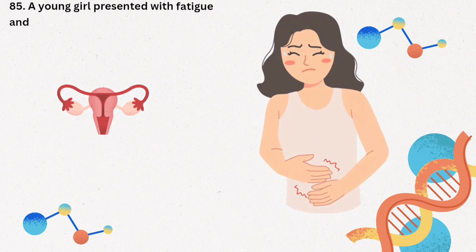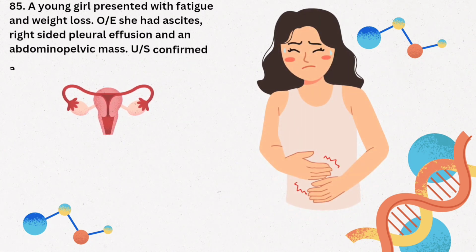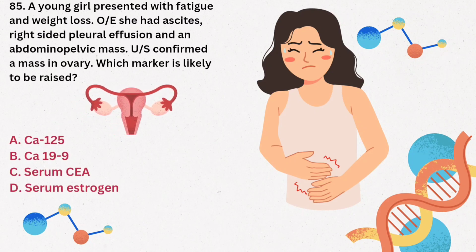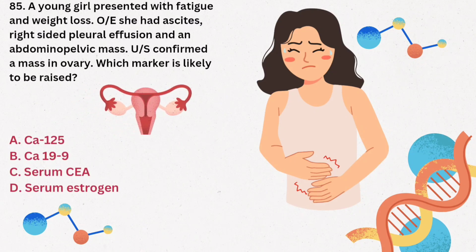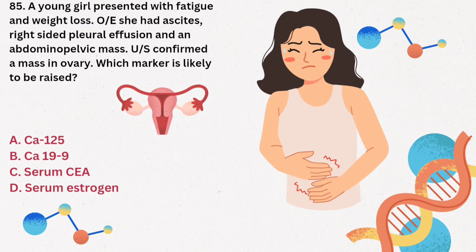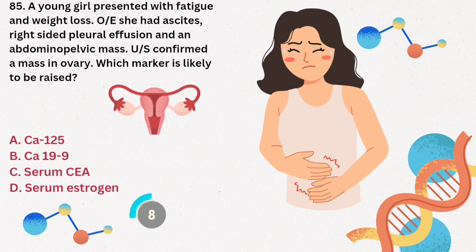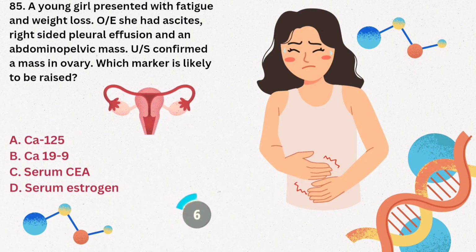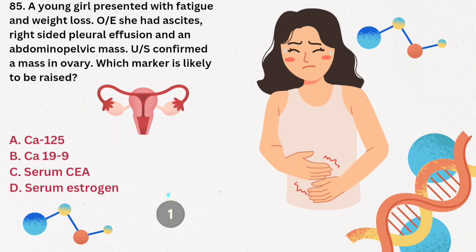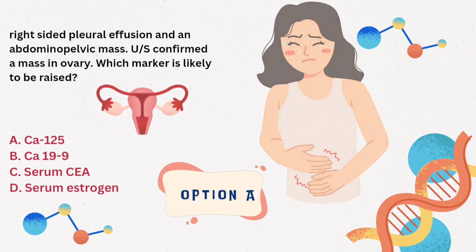A young girl presented with fatigue and weight loss. On examination, she had ascites, right-sided pleural effusion, and an abdominopelvic mass. Ultrasound confirmed a mass in the ovary. Which marker is likely to be raised? A. CA-125. B. CA-19-9. C. Serum CEA. D. Serum estrogen. Option A is the right answer.